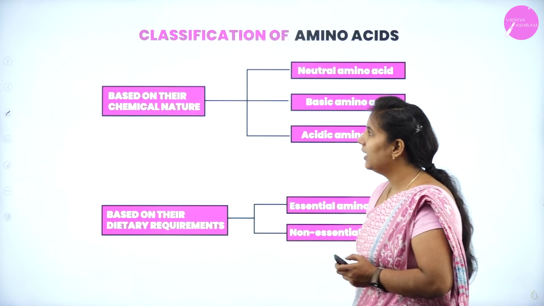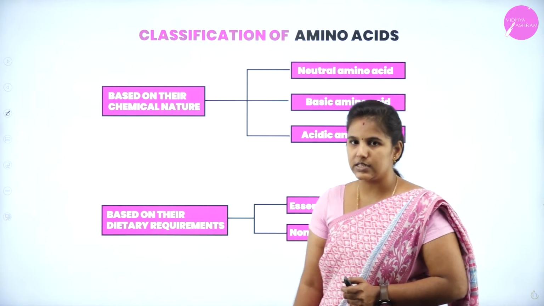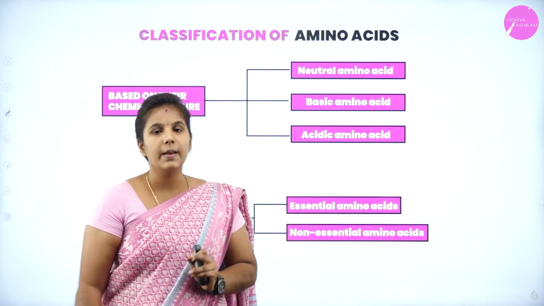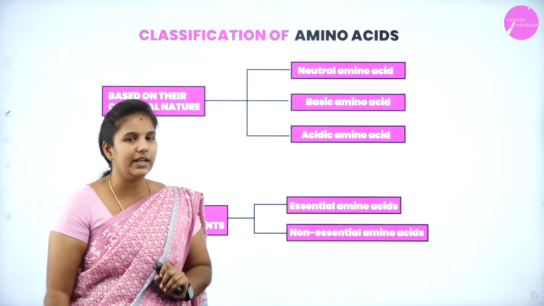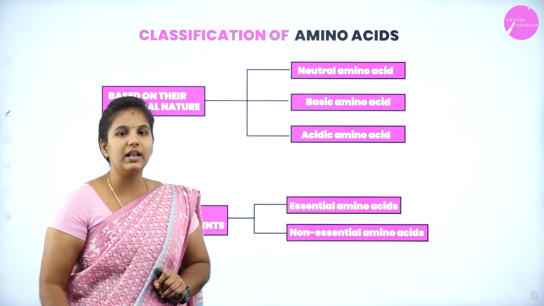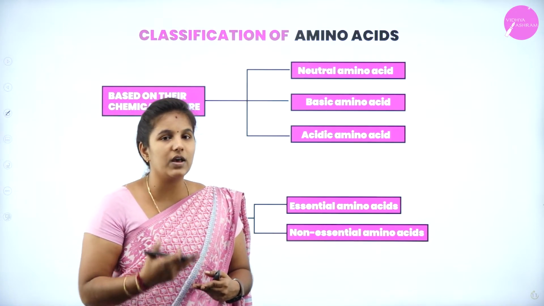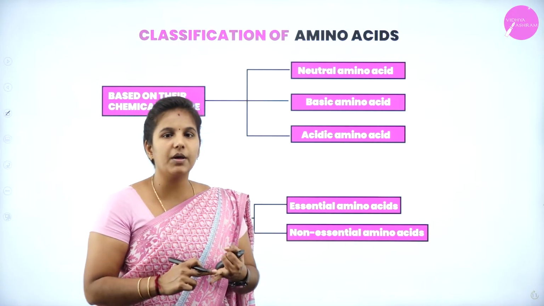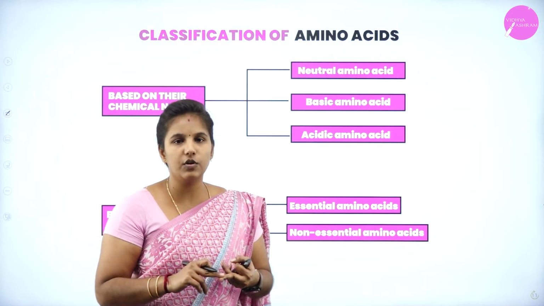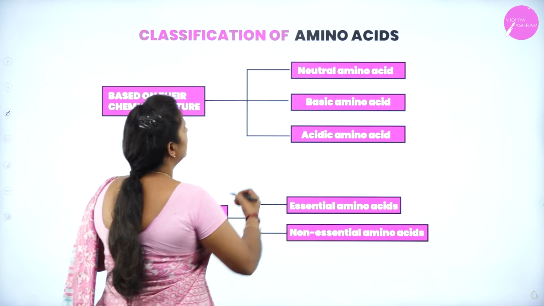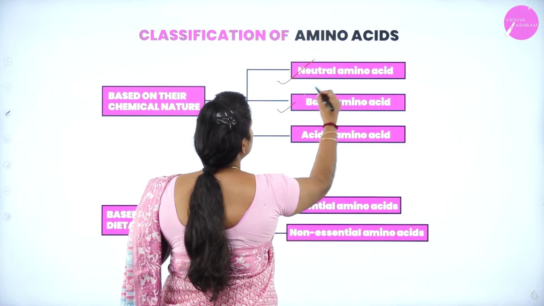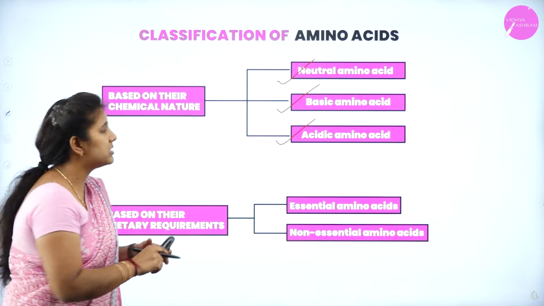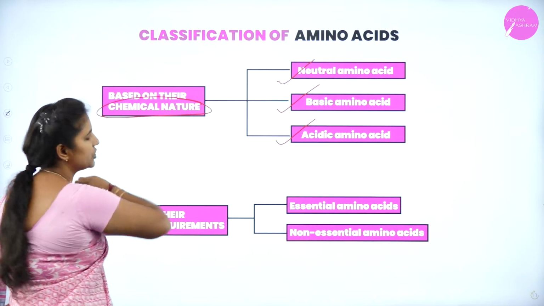We'll move on to the classification of amino acids now. We can classify the amino acids into 3 different types based upon the chemical nature. The first one is acidic amino acid, basic amino acid and neutral amino acid. It is mainly based upon the chemical nature.